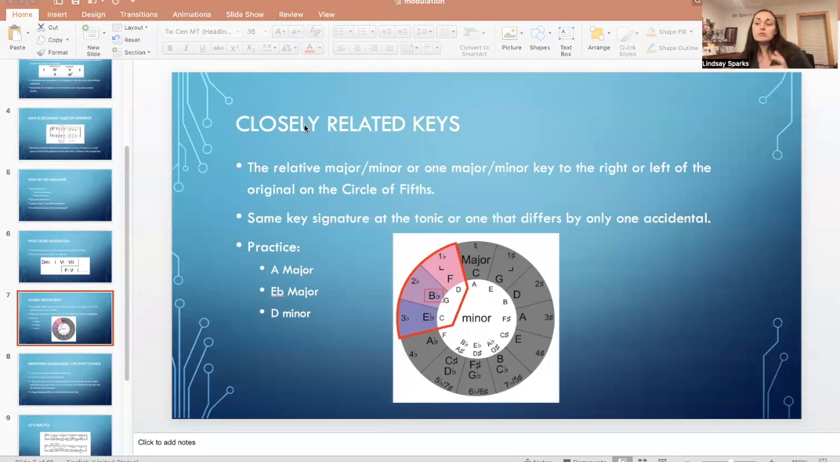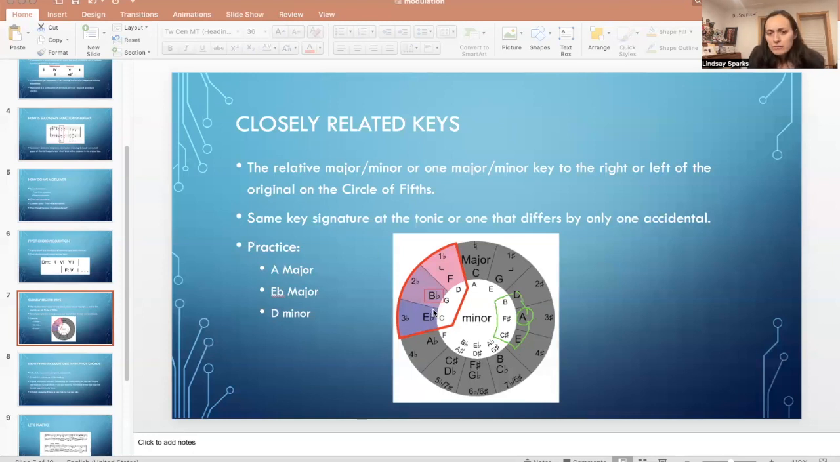If we're going to modulate to a closely related key from B flat, you could modulate to F, which has 1 flat, E flat, which has 3 flats, or any of the relative minor keys that go with them. Let's practice this a little bit. Here's A major. We could modulate to D, we could modulate to E, and then any of the relative minors: B minor, F sharp minor, or C sharp minor.